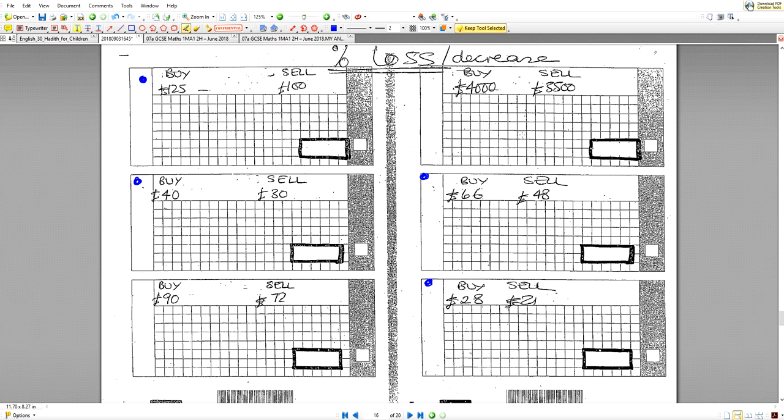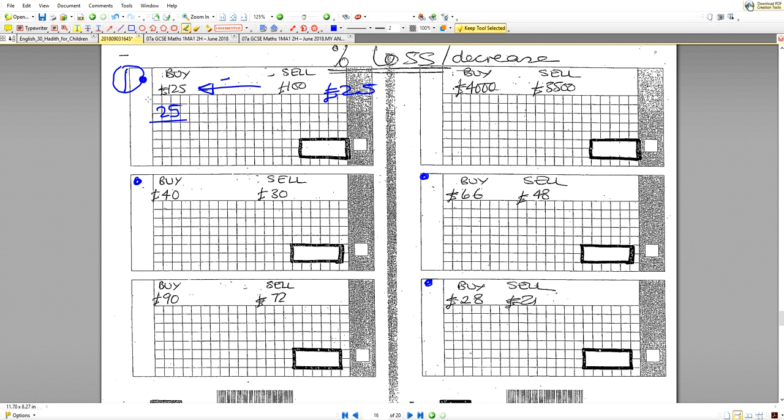Okay, folks, welcome back. We're looking at percentage loss or percentage decrease. So let's have a look at question number one. We buy something for £125, we sell it for £100. So we have made a £25 loss, and that's the amount that we've decreased the original value by. So we get that 25.